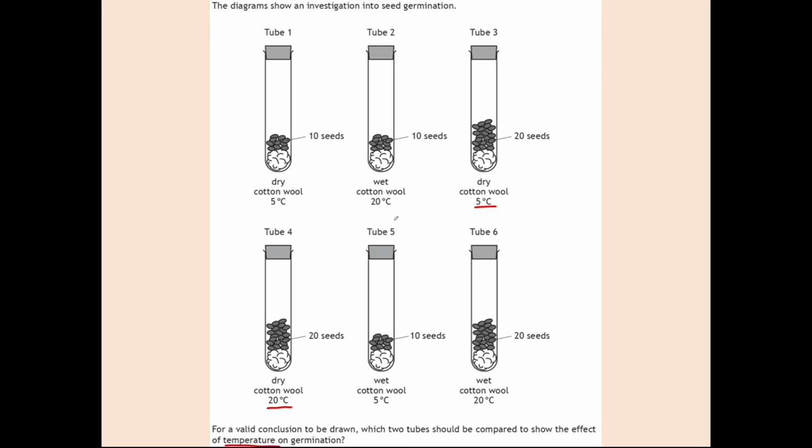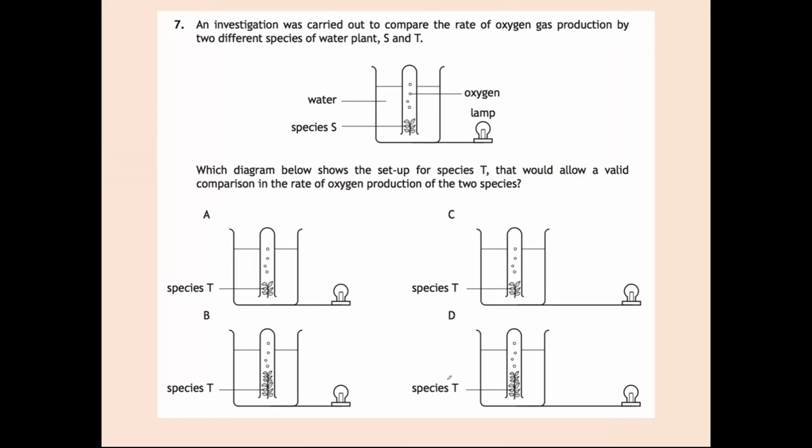Also, if we had a look at tubes number 2 and 5 here, we can see 2's got 10 seeds, so does 5. It's got wet cotton wool, so does 5. But the only thing that differs is the temperature there. Everything else remains the same. I hope that makes sense and we're all following this so far.